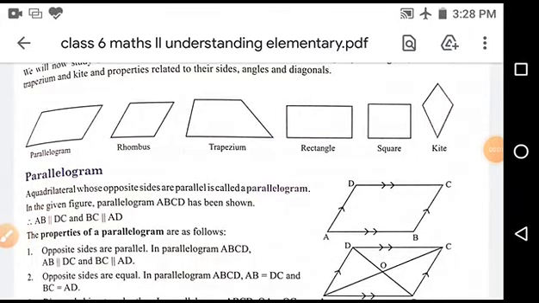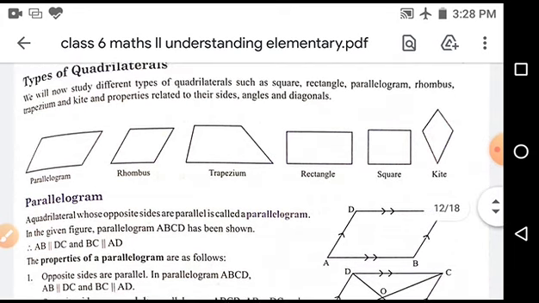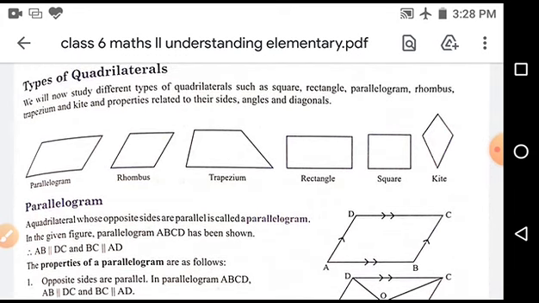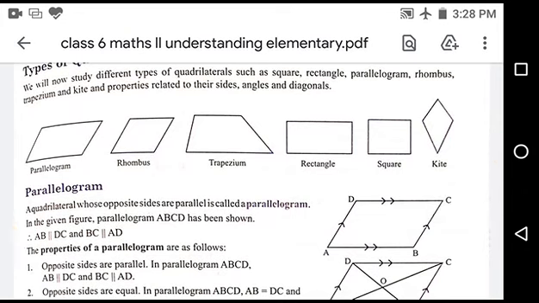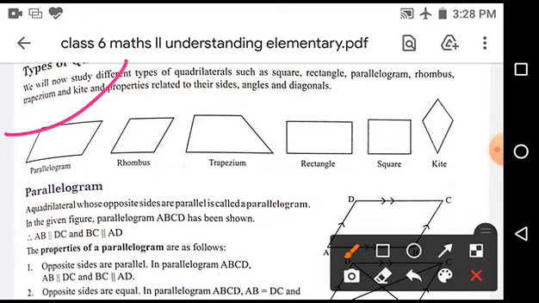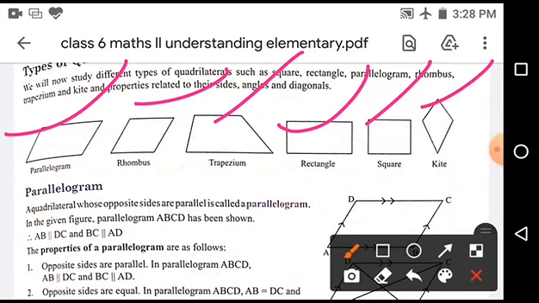This is the second part of chapter 9, Quadrilaterals: different shapes of quadrilaterals. In this lecture we will discuss the types of quadrilateral in detail with their properties. So let's start, children. Here some figures are given. First is parallelogram, second is rhombus, third one is trapezium, next rectangle, next one is square, and the last is kite. Here we will discuss in detail the properties of the different quadrilaterals.